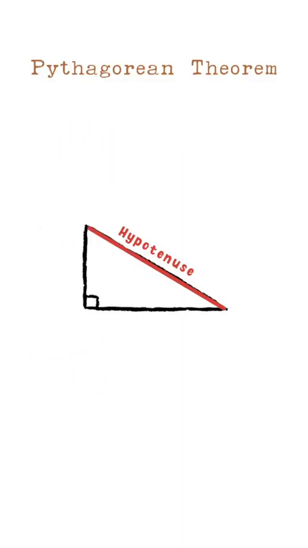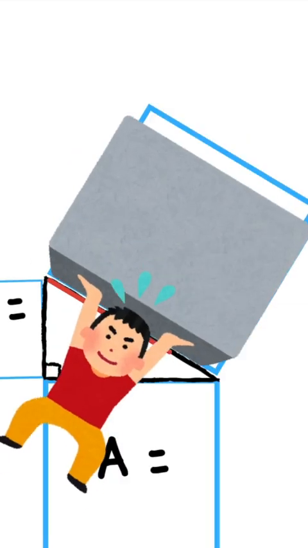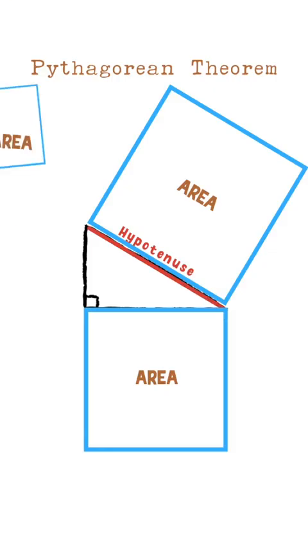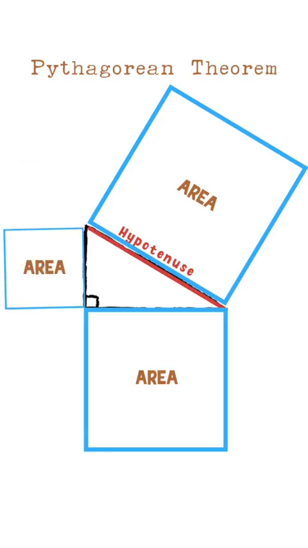The Pythagorean theorem states that the area of the square drawn on the hypotenuse of a right triangle equals the sum of the areas of the other squares drawn on the legs of the triangle. So in other words, you find the areas of the squares on the legs and you add them together.